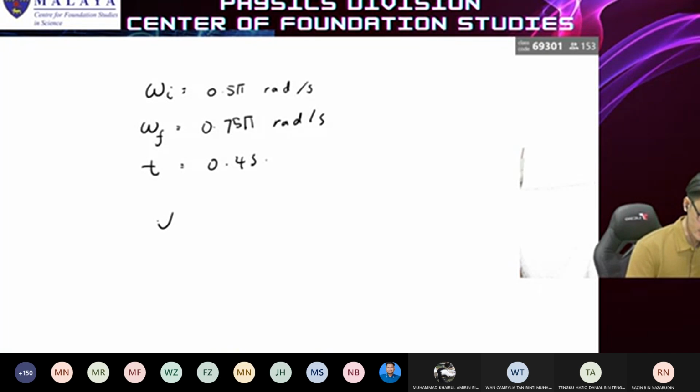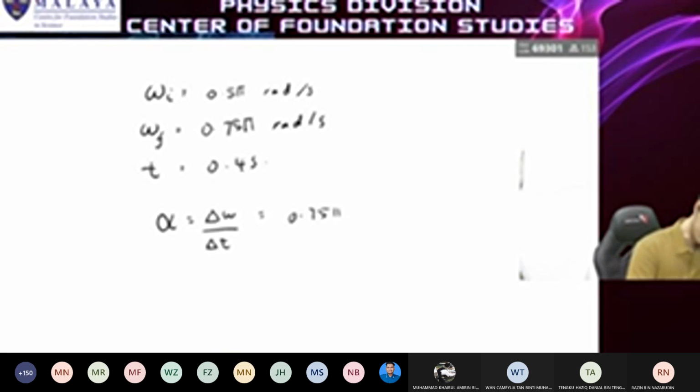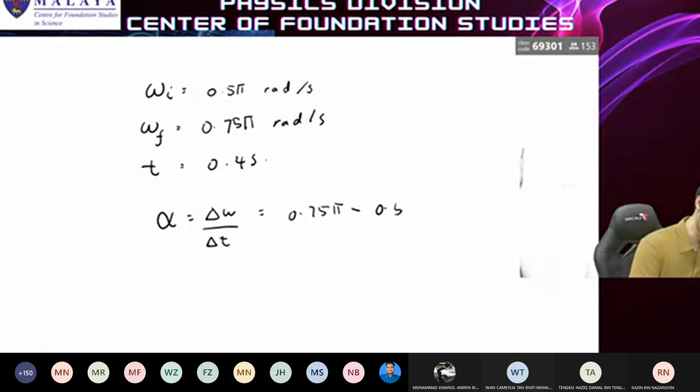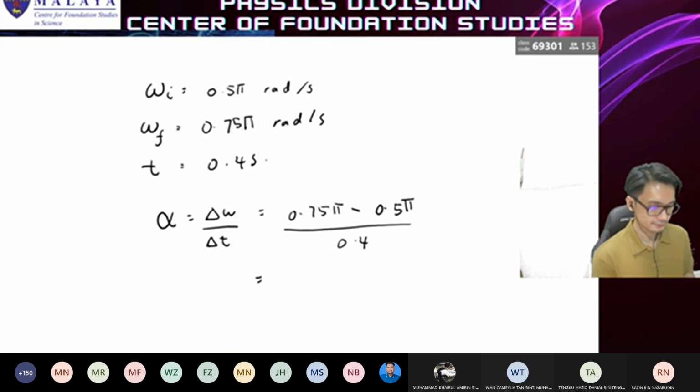So the angular acceleration is equal to delta omega divided by delta t, and we know that the delta omega here is 0.75 pi. Then we minuskan dengan the omega initial is 0.5 pi. Then we dividekan dengan 0.4. Right. So jawapan dia? Anyone?